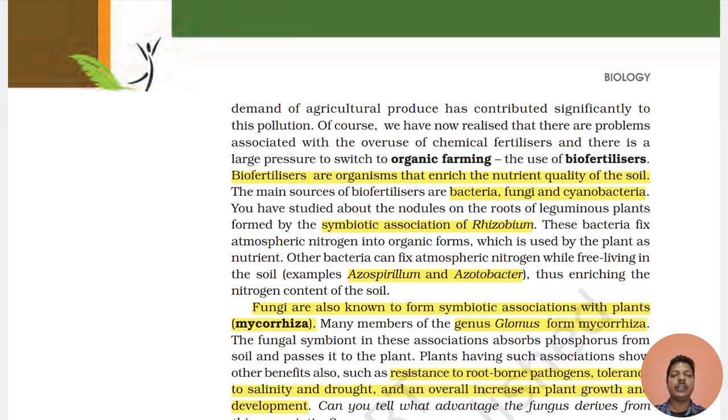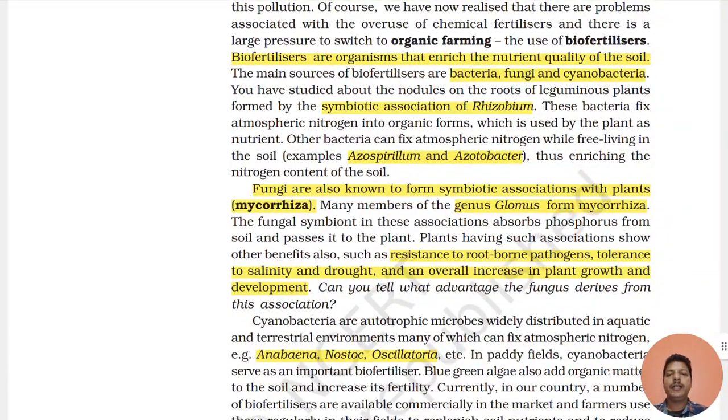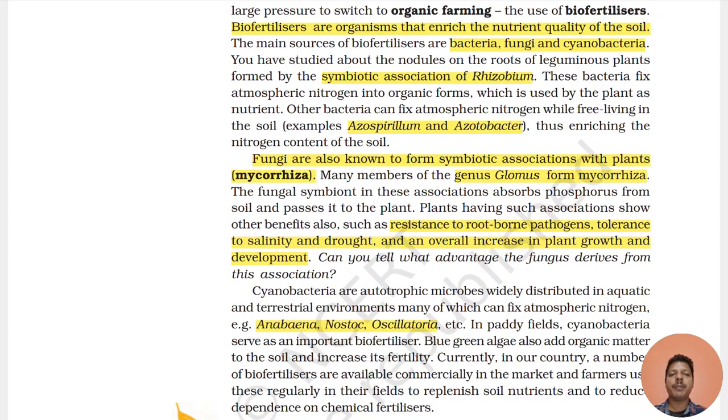Example, Azospirillum and Azotobacter. Then fungi are also known to form symbiotic associations with plants, that is mycorrhiza. Many members of the genus Glomus form mycorrhiza. Remember, the fungal symbiont in these associations absorbs phosphorus from the soil and passes it to the plant. Plants having such association show other benefits also, such as resistance to root-borne pathogens, tolerance to salinity and drought, and an overall increase in plant growth and development.